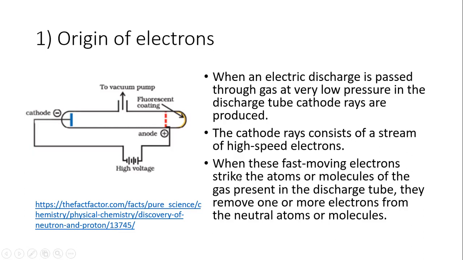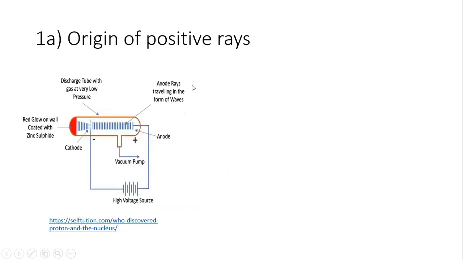When the fast-moving electrons strike the atoms or molecules of the gas present in the discharge tube, they remove one or more electrons from the neutral atom or molecule. So electrons hit the gas inside, causing ionization and producing positive ions and electrons. This allows the electrons to pass through the hole and cause a fluorescent spot where they hit the screen. Thus we can learn the properties of the electron, analyze it, and find the mass of the electron.